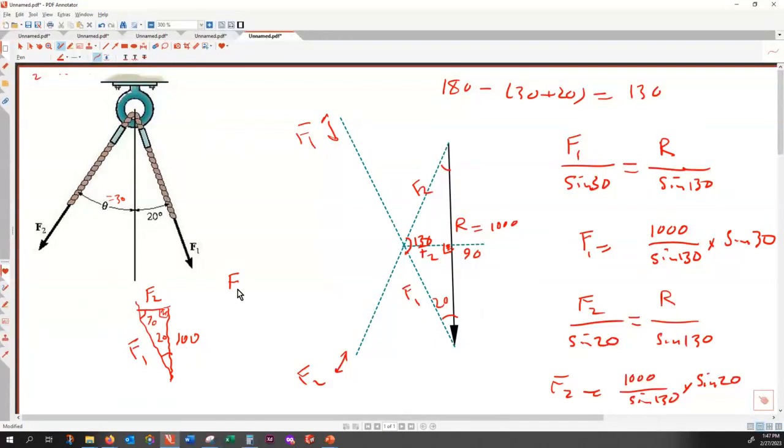So F1 is equal to 100 divided by cos 20. And F2 is 1000 divided by sine 20.